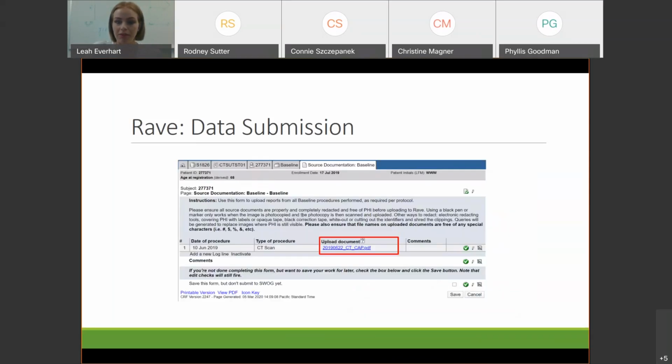So once your upload is complete, a link to the document appears along with the green confirmation check marks. If you need to inactivate a log line, be sure to remove it from the log line before it's inactivated. But also be sure to read the instructions at the top of the form, even if you've uploaded documents to other studies' RAVE forms, because it might vary by study. Next slide, please.